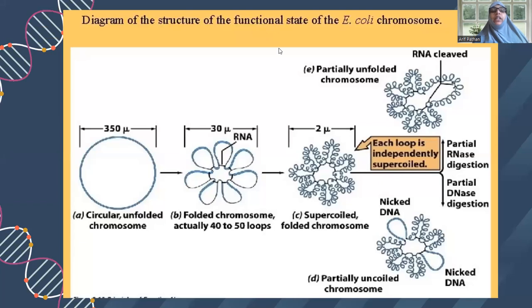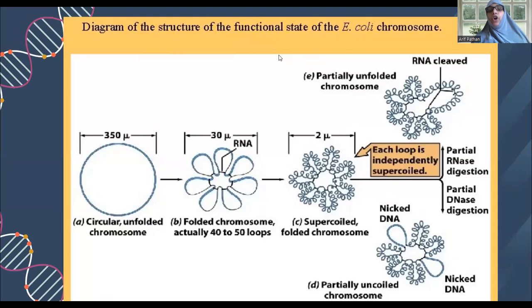So let's begin with the diagrammatic structure of the DNA coiling in a bacterial cell. Which bacterium are we taking into consideration? We're taking E. coli. So circular DNA, this is the first step. We begin with this unfolded state. The approximate size is 350 microns, 350 micrometers. Now this will undergo folding.